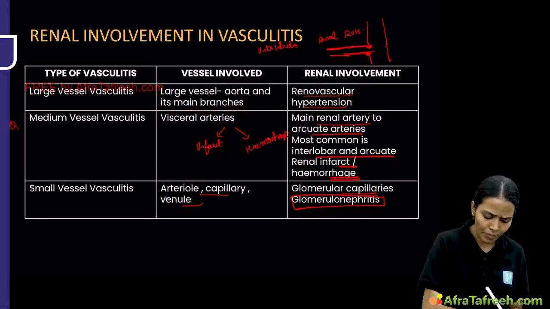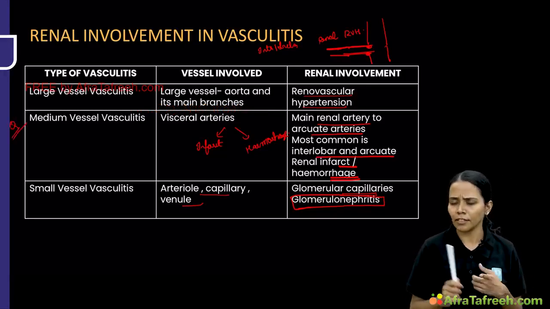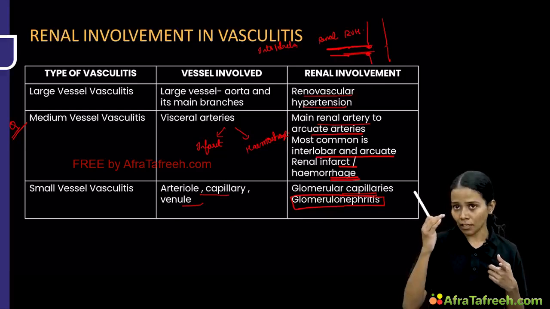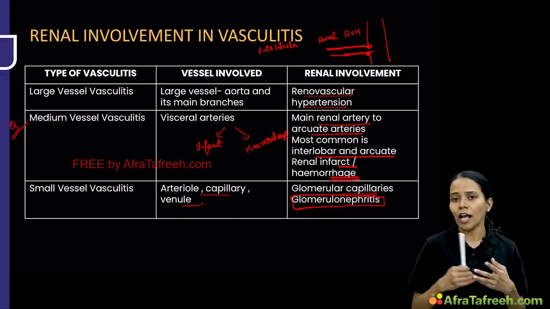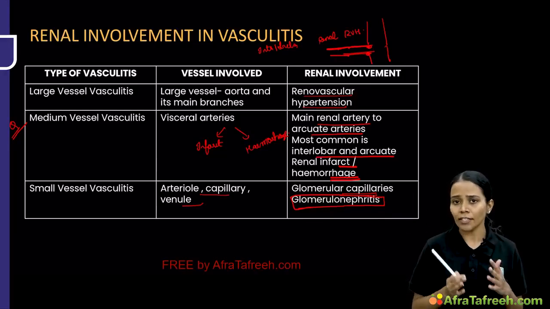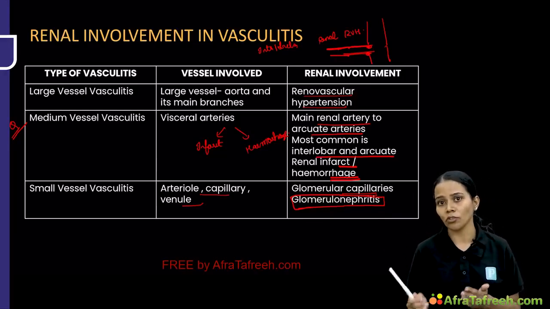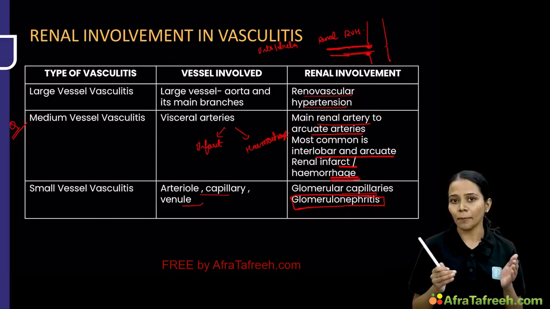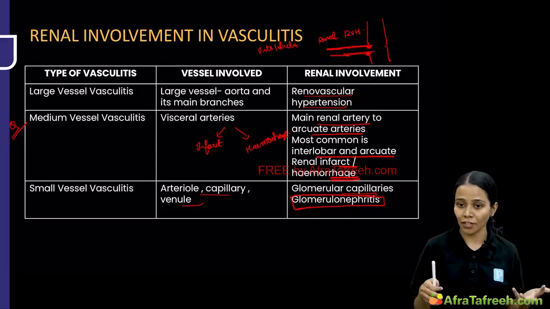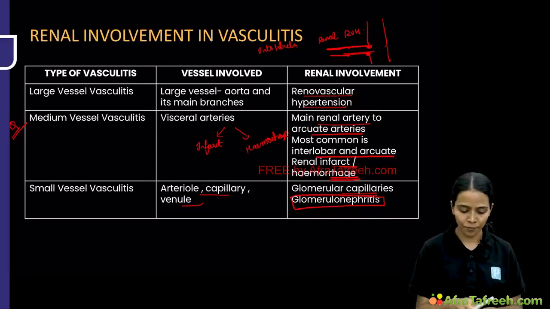You remember last time there was a question in the last entrance, I think it was INISS, a question on polyarteritis nodosa and a number of options were given. The whole answer was based on the fact that polyarteritis nodosa cannot cause glomerulonephritis, right? Because there is no involvement of the glomerular artery. Maximum it can cause renal infarction or renal hemorrhage.